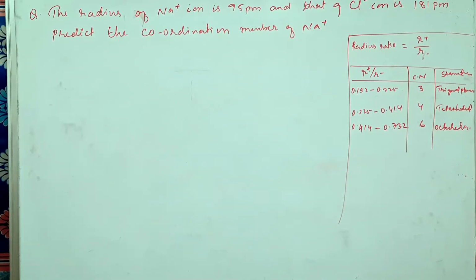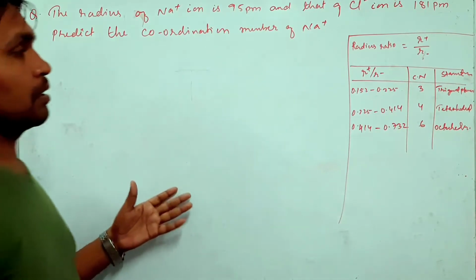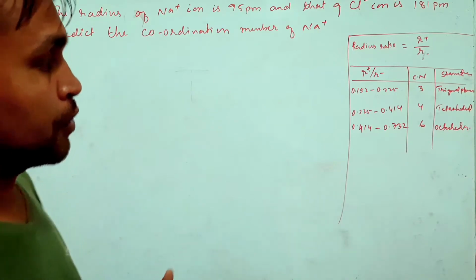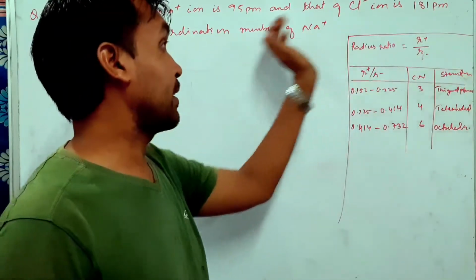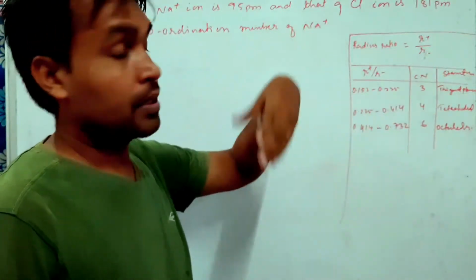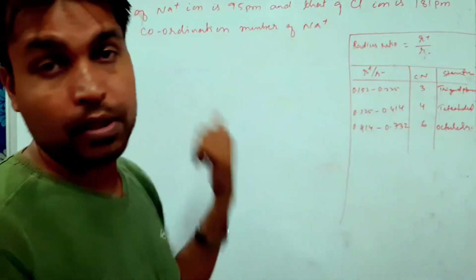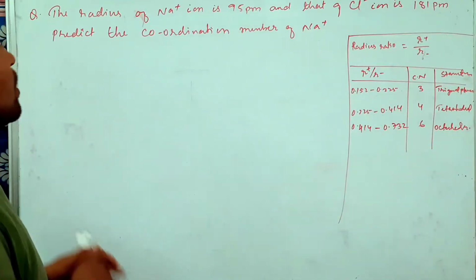Okay, so we are going to do questions on radius ratios. I have written the table here as a revision so that we can take help from it. We will come to know how to use this table in these questions. So what is the question?